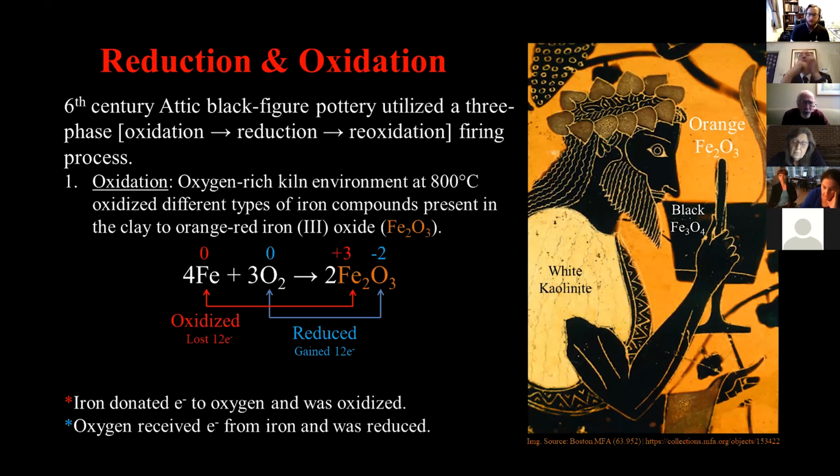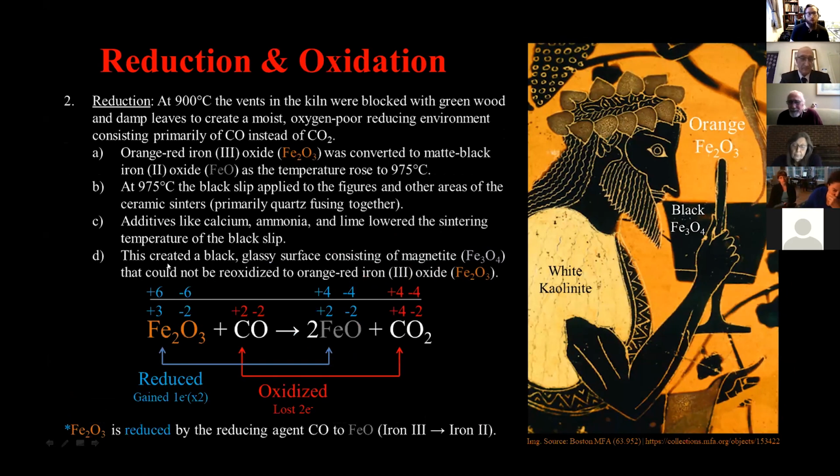So this is done inside of the kiln with plenty of oxygen and at about 800 Celsius or so. That's generally the figure given. So it has plenty of access to oxygen in the atmosphere, so it is able to oxidize. So oxygen, you can see, is gaining 2 electrons from the iron, which is donating 3. So in the next step, we're going to reduce it.